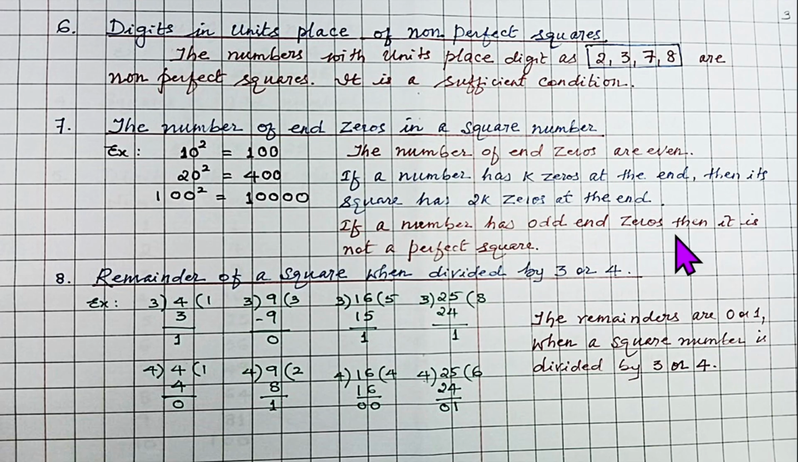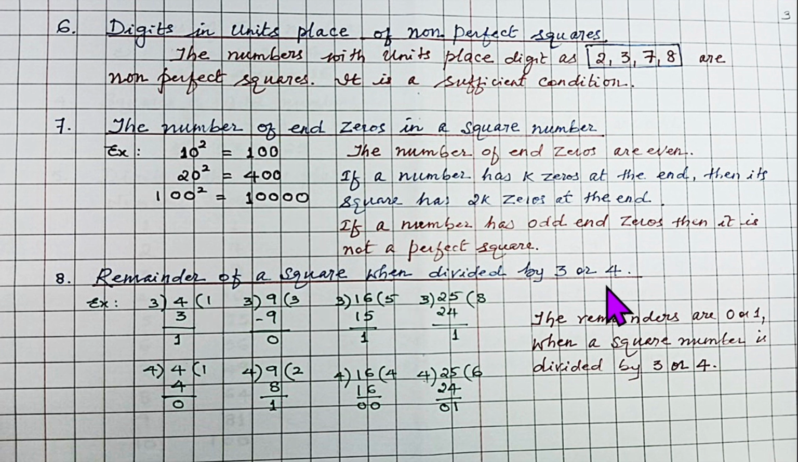Therefore, if a number has an odd number of end zeros, then it is not a perfect square. There have to be an even number of end zeros here. Remember that. Therefore, if k is the number of zeros in a number, then 2k will be the number of zeros in its square.